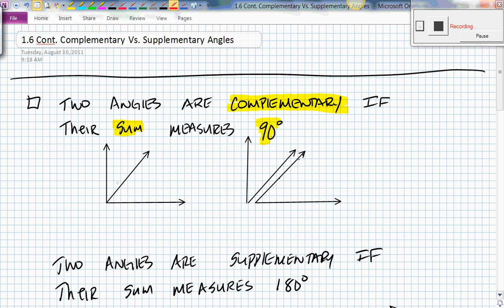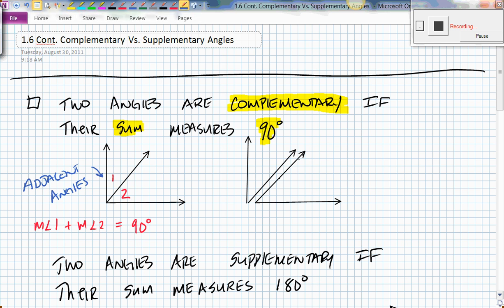So here's an example, right? Here is angle 1 and here is angle 2. So the measure of angle 1 plus the measure of angle 2 has to be 90 degrees. And notice that angle 1 and 2 are right next to each other, so we call these adjacent angles.